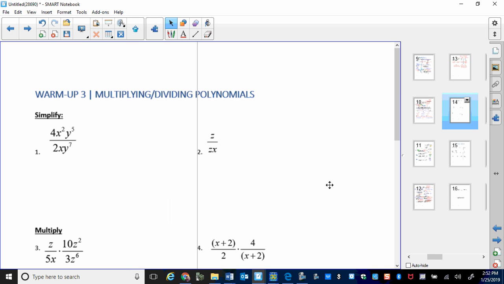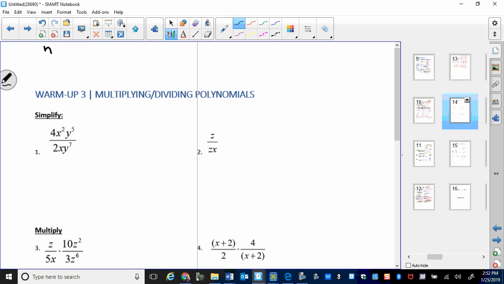So, welcome back. This is lesson 3. It's multiplying and dividing polynomials. I already kind of warmed you up to be able to approach this particular lesson from the project. So, what we do when we're addressing multiplying or dividing polynomials is we only do like with like.